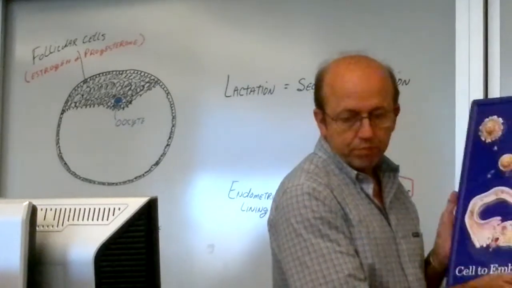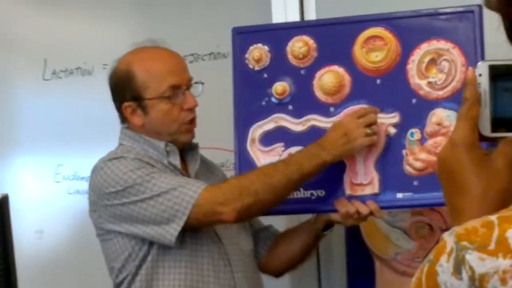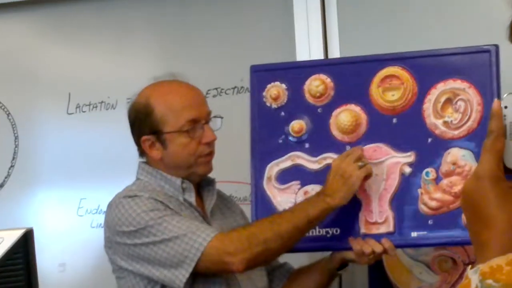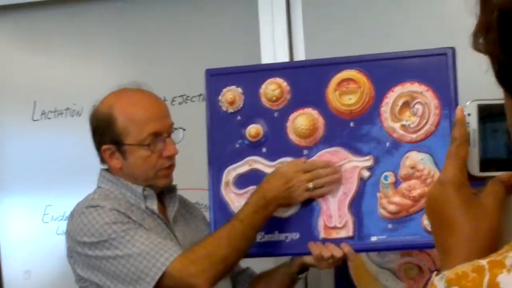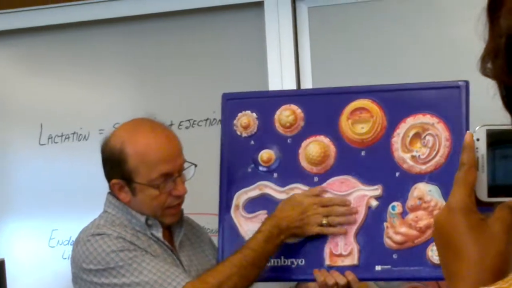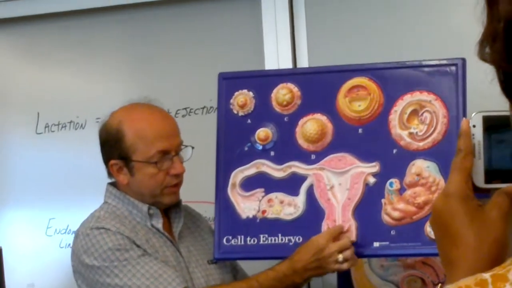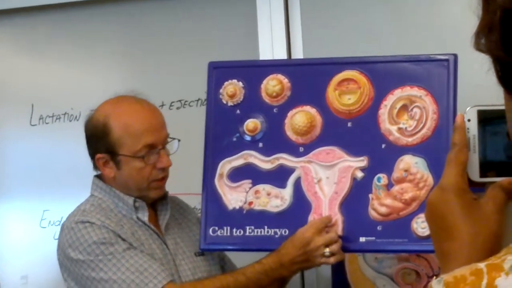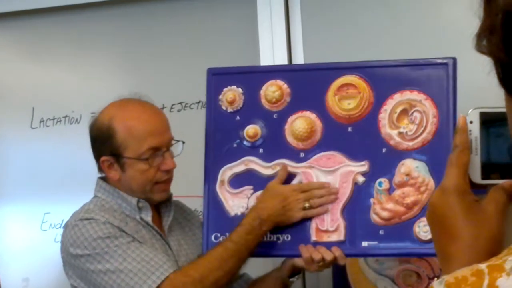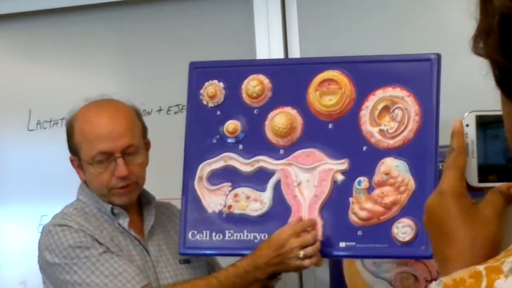Looking at the parts of this uterus too, this top part, the dome portion, is called the fundus. Here's your body. And this end of the uterus down here is the cervix. So the fundus is at the top, the body in the middle, and the cervix is down here.